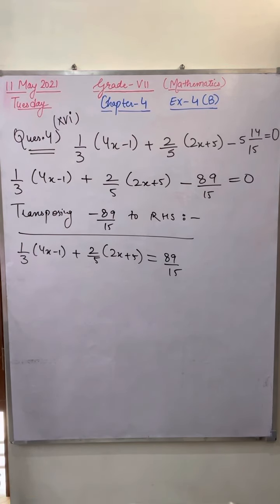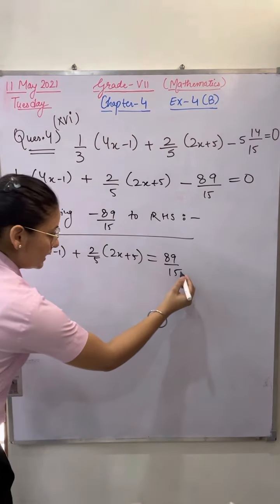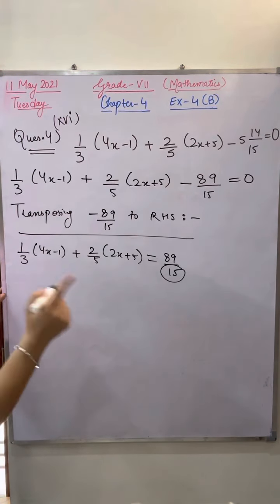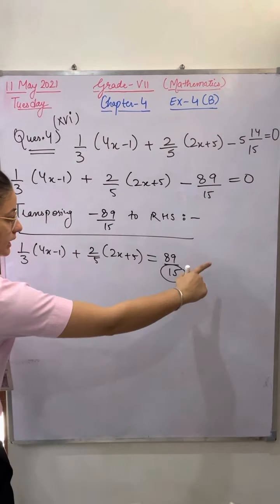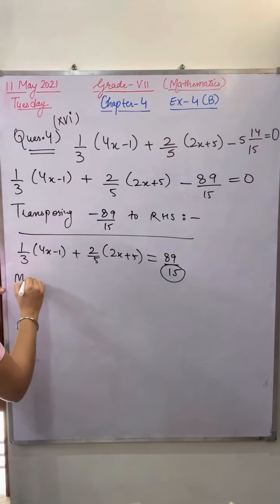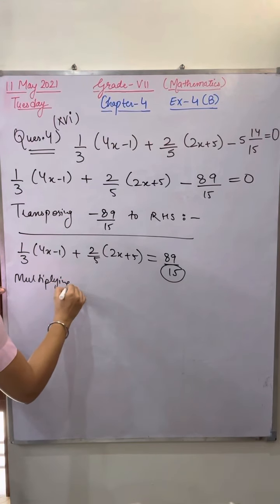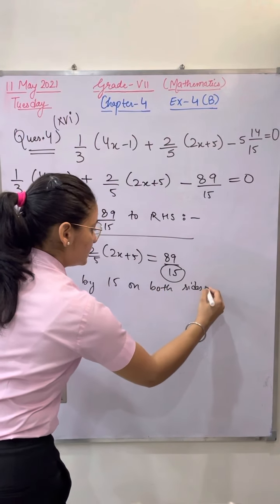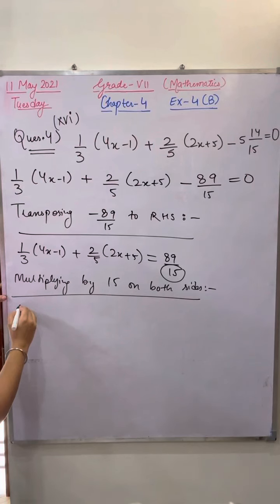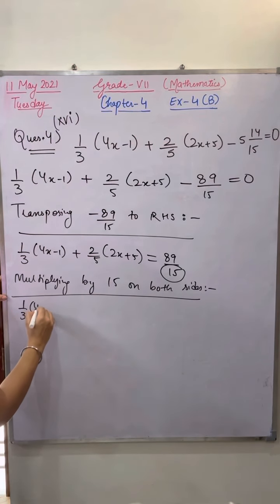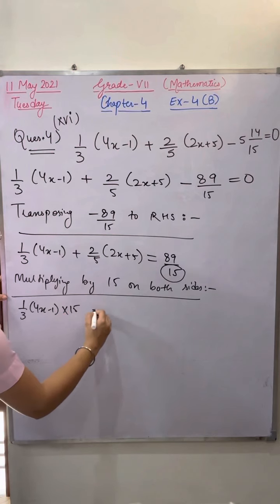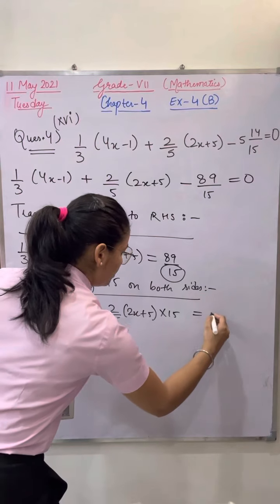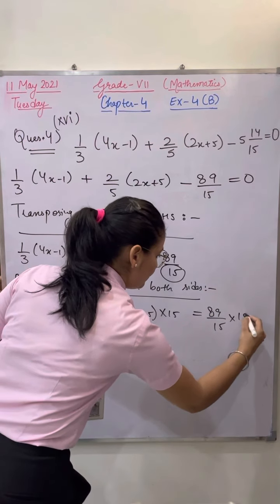Saina, very good. So this is the 15, and the LCM of 3 and 5 is again 15. That's why I'm going to multiply this complete term by 15 on both the sides. So here it will be 1 by 3 (4x minus 1) multiplied by 15 plus 2 by 5 (2x plus 5) multiplied by 15 is equals to 89 upon 15 multiplied by 15.